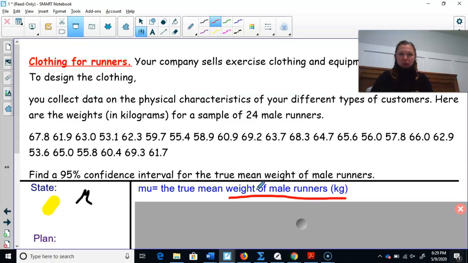Now we're going to move on to the plan. This is still our conditions. Our conditions are so we can use our measurement tool, and that measurement tool is that confidence interval. And the plan are those conditions there. So let's get going on the plan.